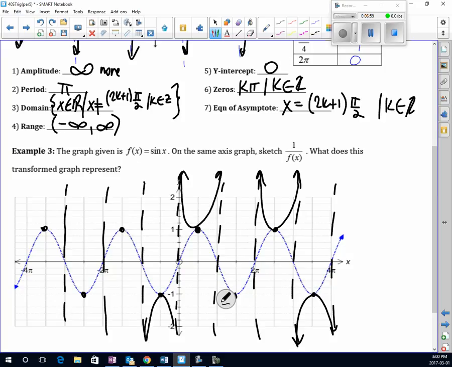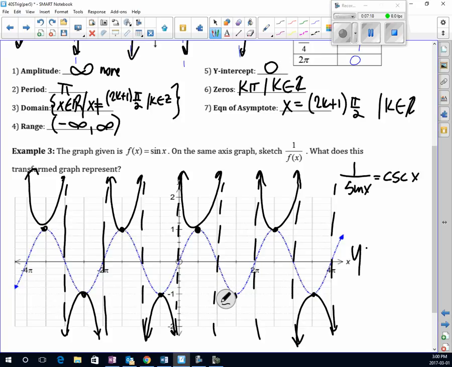The inverse. Not the inverse. Inverse is not reciprocal. What's the reciprocal function of sine? No, cosecant. We just graphed y equals cosecant x. Isn't that cool? So, for fun, if you wanted to graph secant graph, you would start with a cosine graph and reciprocate that.